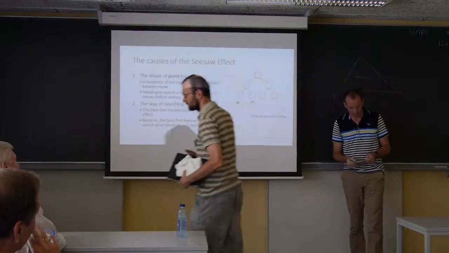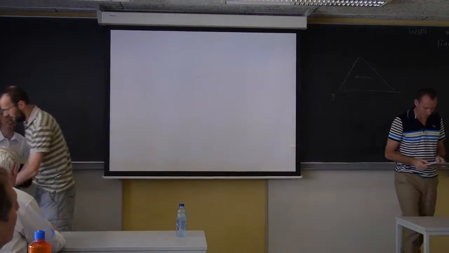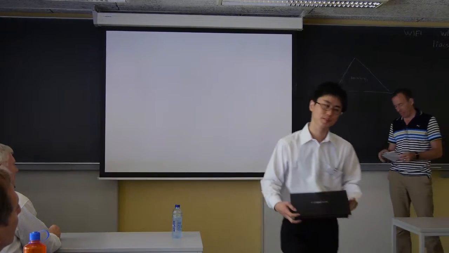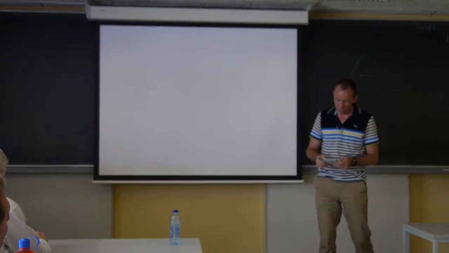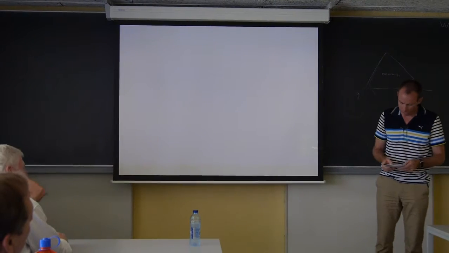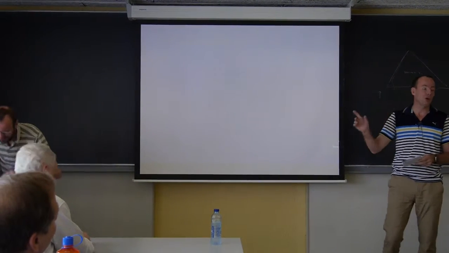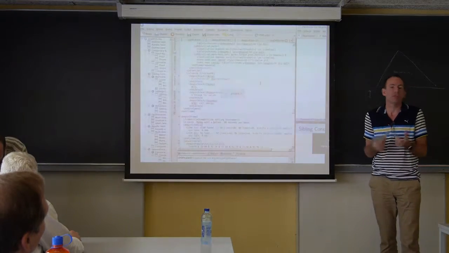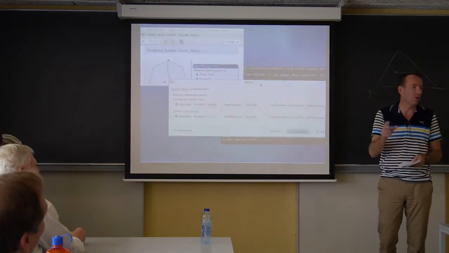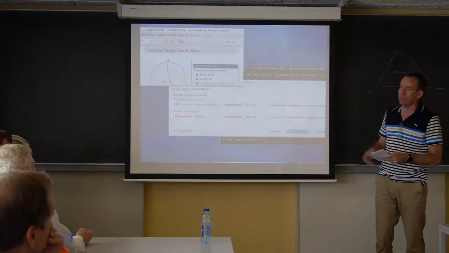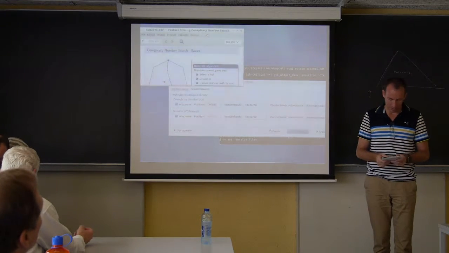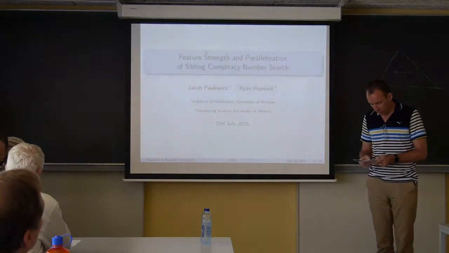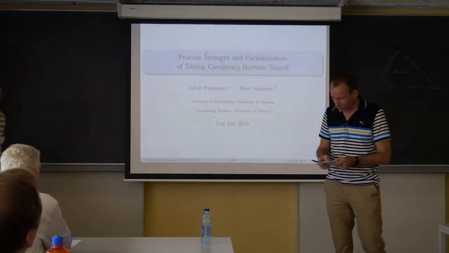The next speaker in this session, and I think that going on conspiracy number search, of course, I thought for a very short while, when I was still naive, that proof number search would be the end to the discussion about conspiracy number search. But what he will show and talk about is that conspiracy number search adds something to proof number search, which is actually what's going on in individual nodes, while proof number search is completely oblivious of that. So very interested to hear what Jacob has to say about feature strength and parallelization of sibling conspiracy number search.